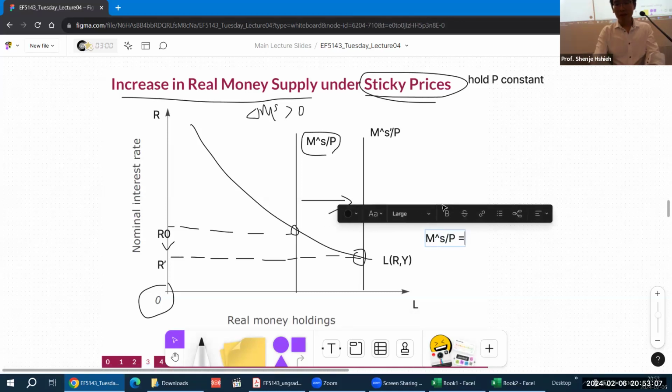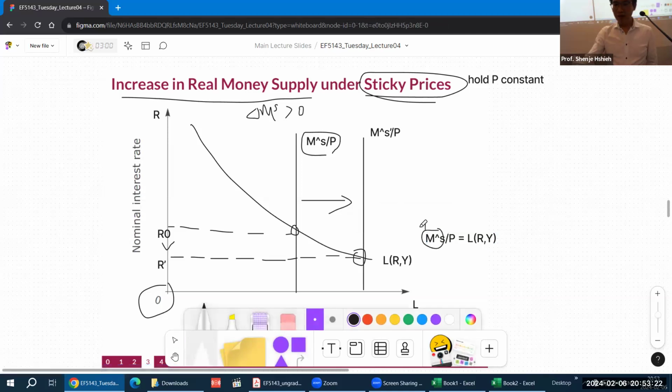MS over P equal to L(R, Y) is our equilibrium money market equation. And we want this market clearing condition to hold at all times. And so if we have money supply increasing, you'll get an inequality. We have sticky prices. Let's hold everything constant, all else equal. The only other free parameter is R. R has to move in the direction that elevates L to restore parity. So R decreases, which is exactly what we see here.